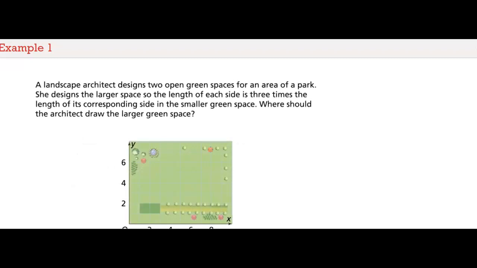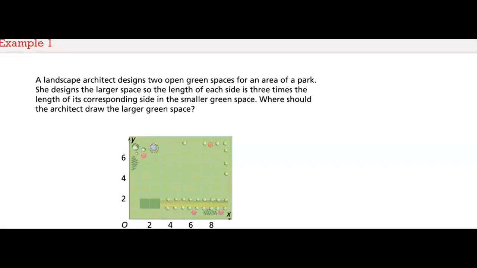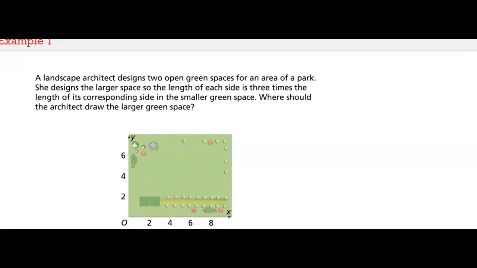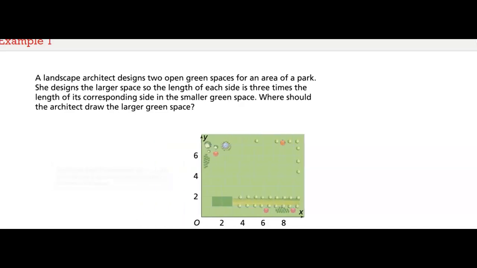The landscape architect designs two open green spaces for an area of a park. She designs the larger space so the length of each side is 3 times the length of its corresponding side in the smaller green space. Where should the architect draw the larger green space? How can you use what you know about scale drawings to determine the space?